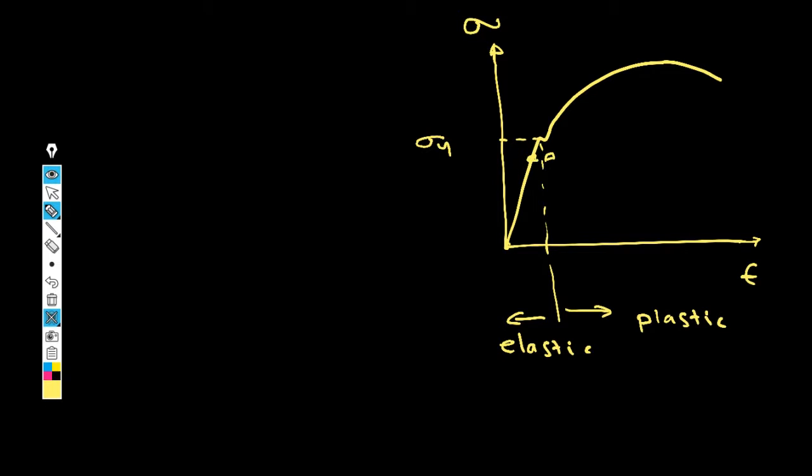If I have a point A, I will give you some numbers just as a demonstrative example to help you understand the case. Say this yield point is 100 megapascal, and point A is 90 megapascal. It will be elastic. So if you apply stress at point A, I'm in the elastic zone, right?